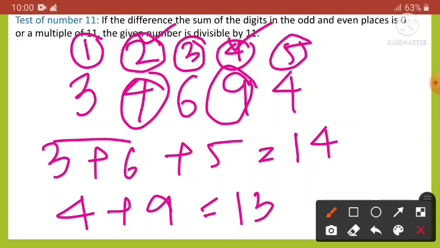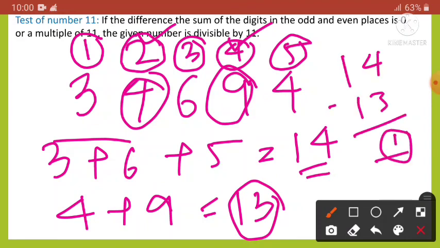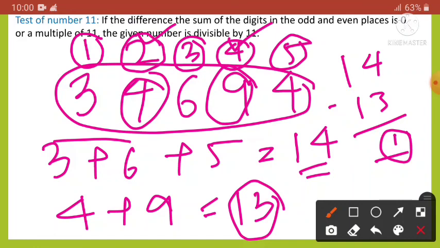Now we have to subtract this number from this number. So 14 minus 13, we have 1. As the result here is 1, we can say easily that the number 34694 is not divisible by 11, because here the difference should be 0 or a multiple of 11. So by applying this method you can check the divisibility test of the number 11. At first we have to mark the positions, then we have to take the odd places numbers and even places numbers.